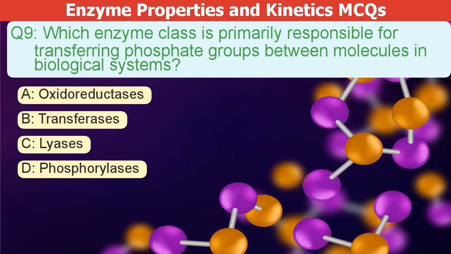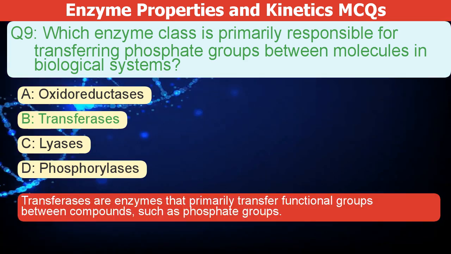Which enzyme class is primarily responsible for transferring phosphate groups between molecules in biological systems? A. Oxidoreductases. B. Transferases. C. Lyases. D. Phosphorylases. The correct answer is B. Transferases are enzymes that primarily transfer functional groups between compounds, such as phosphate groups.